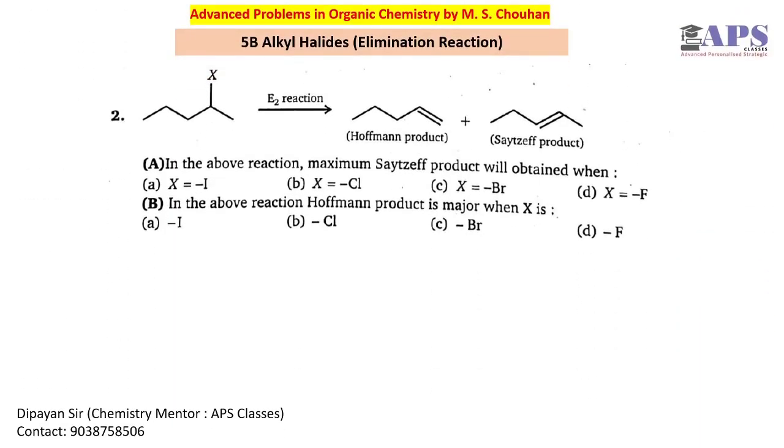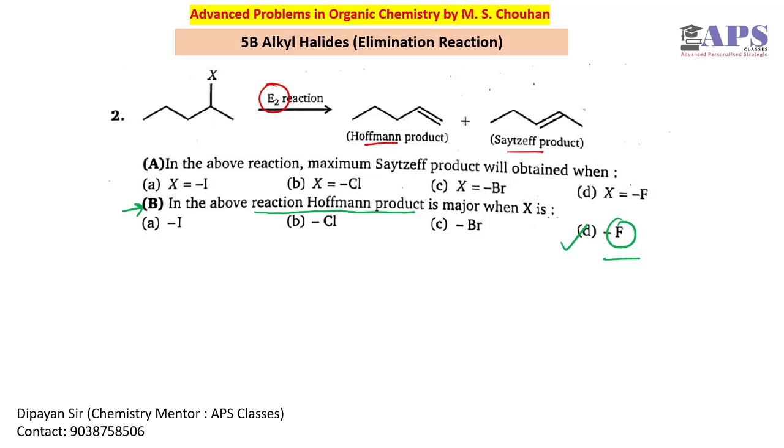Next question, again we have to check E2 reaction and we have Hofmann and Saytzeff products. Okay, so Hofmann product is possible when the leaving group is fluorine. So for the question number B, Hofmann product is only possible when the leaving group is fluorine. Okay, so D is the correct option.